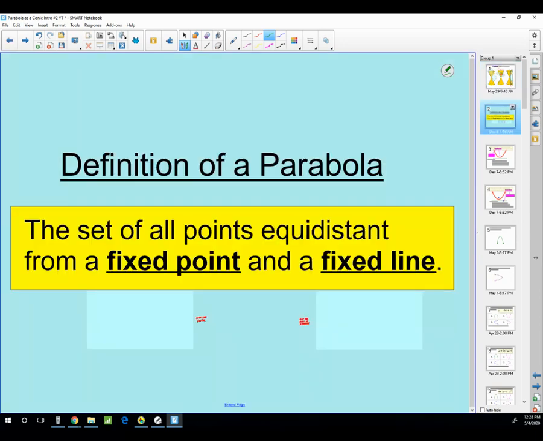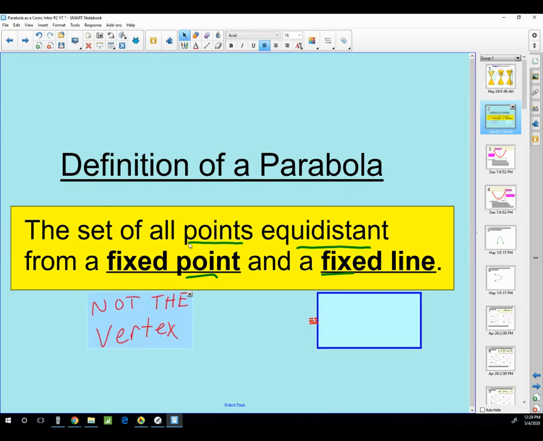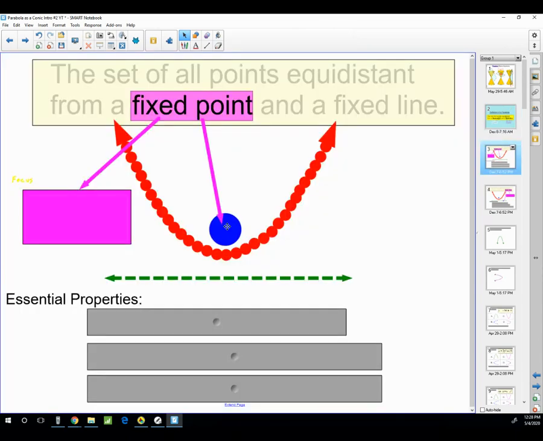Let's review the definition of a parabola. It's the set of all points equidistant from a fixed point and a fixed line. Now keep in mind that point is not the vertex. That line is not the axis of symmetry. The point here is called the focus.